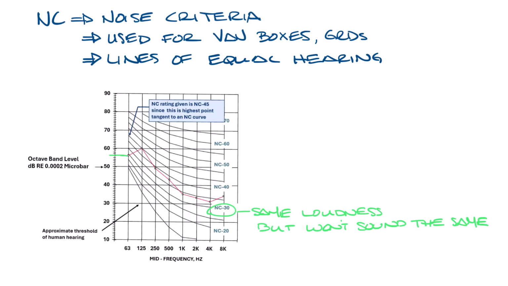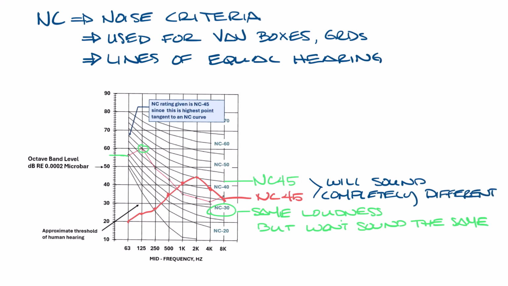The product or space has this sound curve, and the highest line that is tangent to this curve is the NC45 line, so this would be an NC45 product. But I could draw some points here that are also tangent to the NC45 line, and this would also be an NC45 product, but they will sound completely different. So let's move this out of the way again.